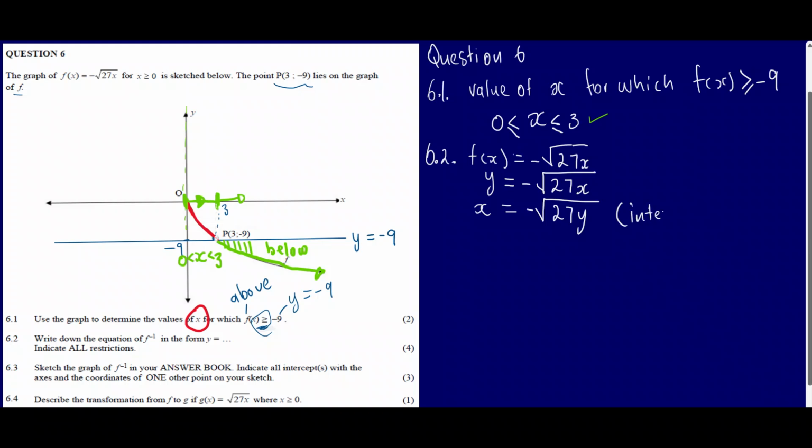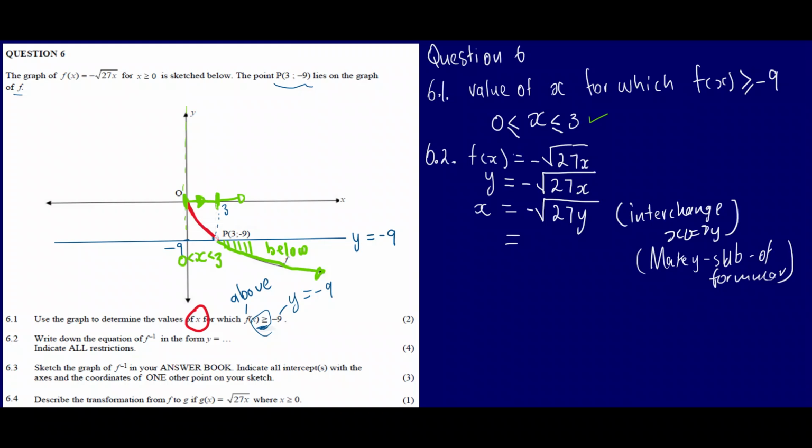And then let's do the interchanging. So in this part here we interchange x and y. So let's make y the subject of the formula. We want to make y the subject of the formula. So how do we do that?